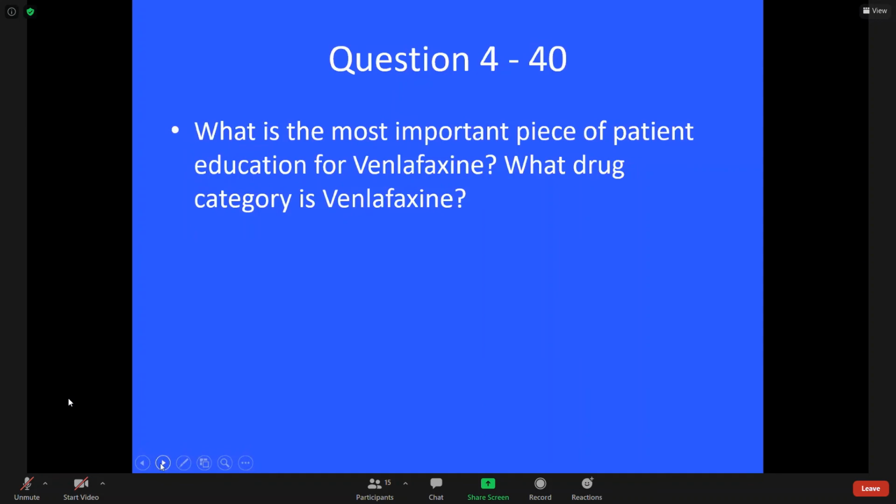This is an SSRI. So if you're thinking short term, you're going to have increased risk for suicide or suicidal thoughts. And then long term, I believe it's increased not risk for like... you can't abruptly stop it once you've taken this for a long time. You have to start tapering it off. Good job.